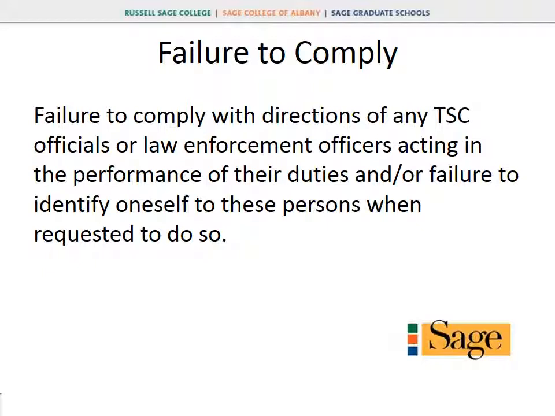Failure to comply. Failure to comply with the directions of any Sage College officials or law enforcement officers acting in the performance of their duties, and or failure to identify oneself to these persons when requested to do so. The Sage College officials include faculty, staff, administrators, public safety officers, as well as some other student-held positions like resident assistants.